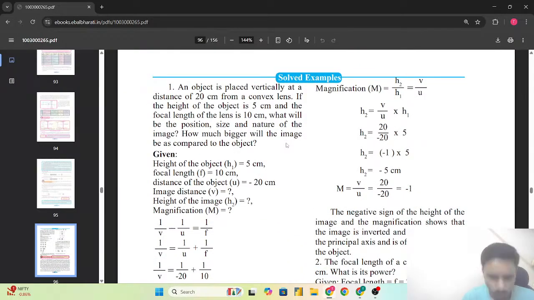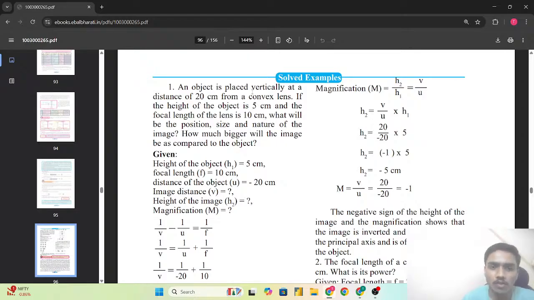Let's see the first example: an object is placed vertically at a distance of 20 centimeter from a convex lens. As this question is given in five to six lines, we have to read two lines at a time and then write down what is given. So here, an object is placed vertically at a distance of 20 centimeter from the convex lens. So the object distance from that convex lens will be 20 centimeter.